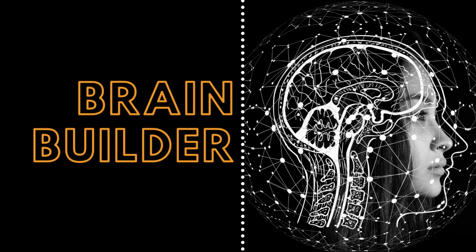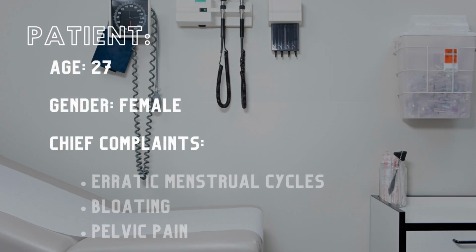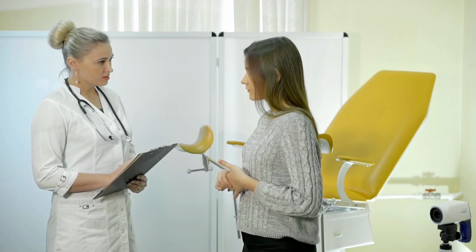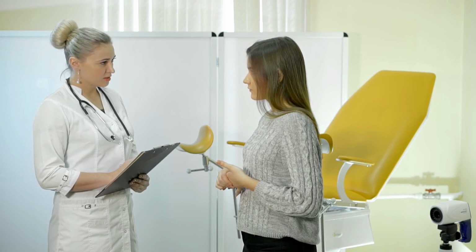Finally, let's take a look at a patient example. You receive your patient's file and take a look. Age, 27. Gender, female. Chief complaints, erratic menstrual cycles for the past 3+ months. Bloating, pelvic pain, urgency with urination, and difficulty eating. You invite the patient into your office for an examination.